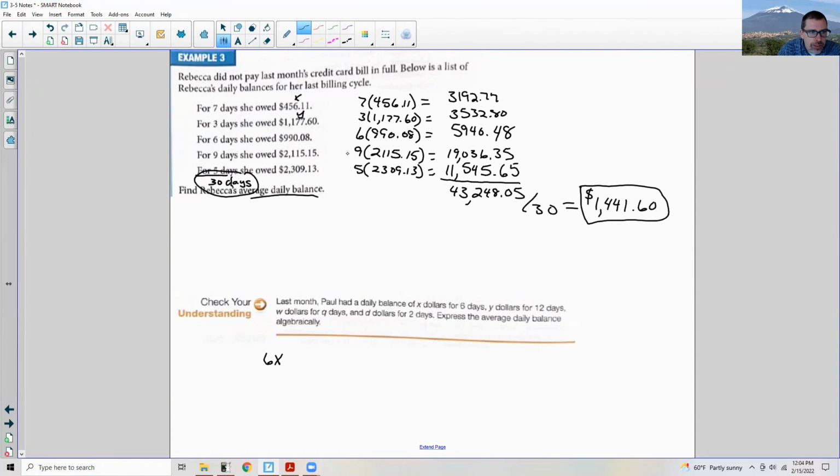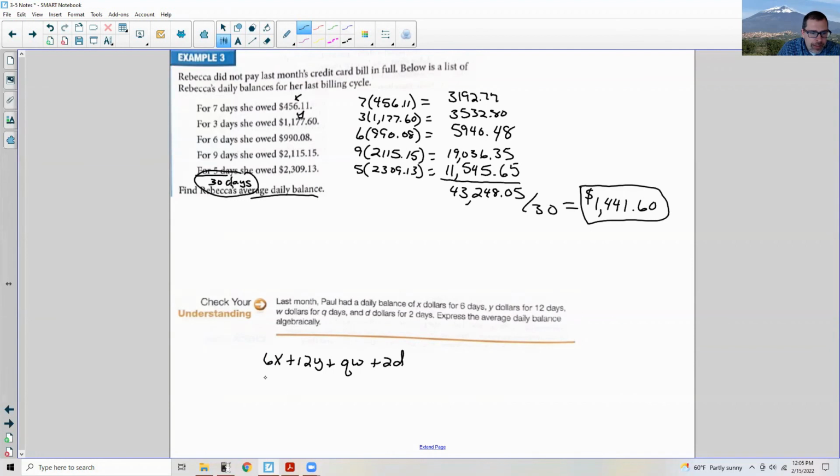So I'd be like this one here. So we're just naming these different dollar values with variables. So 6x, and we add them all, y dollars for 12 days, should put the coefficient first, it's 12y, plus w dollars for q days, so that'd be q days times w, and d dollars for 2 days, 2 times d. Express the average daily balance algebraically.